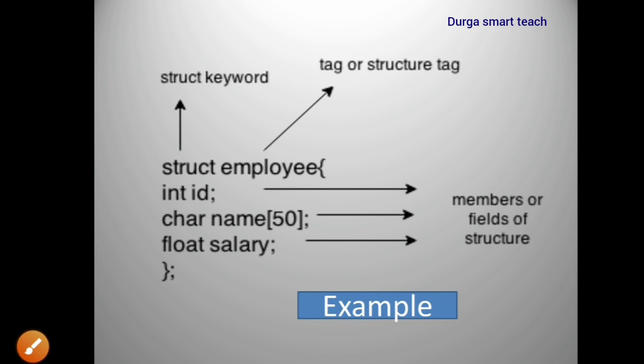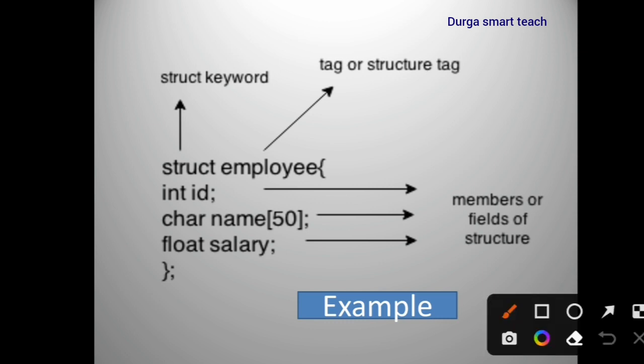So here struct is a keyword and employee is a tag or structure name. Int id is a member or field of the structure. So all these are the members of the structure. Okay, so this is the example.